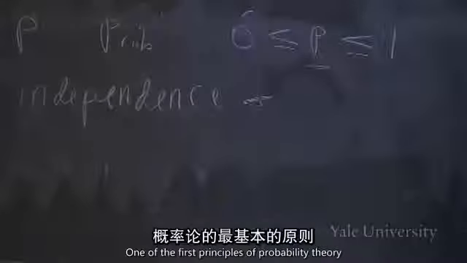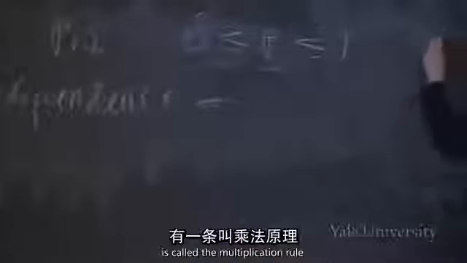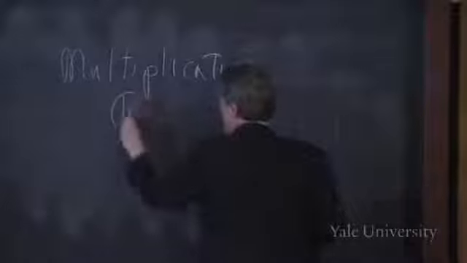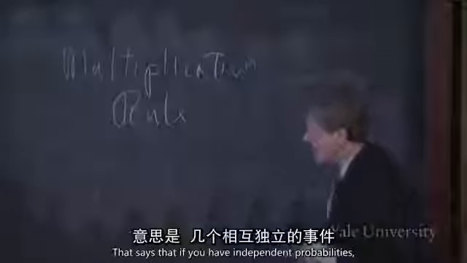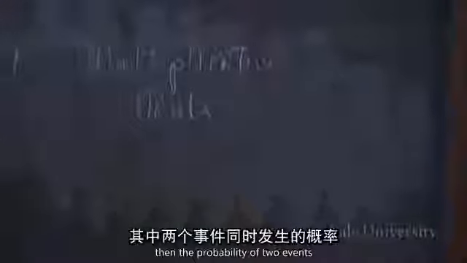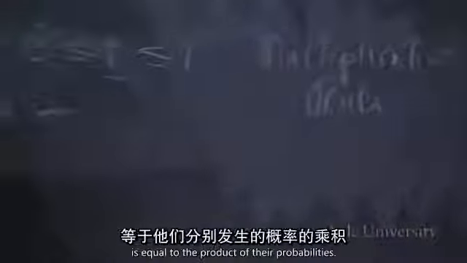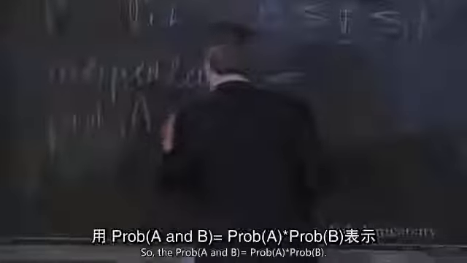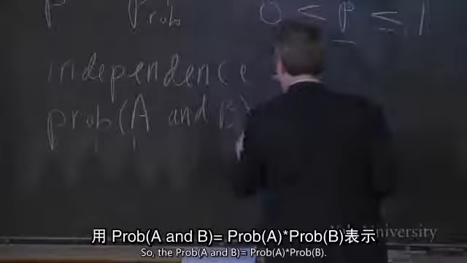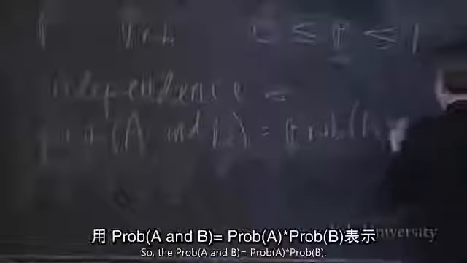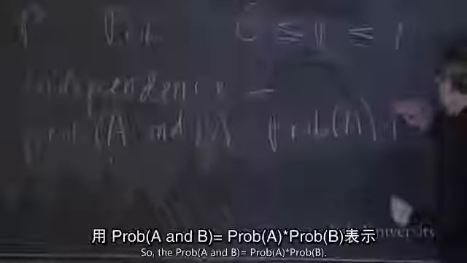And one of the first principles of probability theory is called the multiplication rule. And that says if you have independent probabilities, the probability of two events is equal to the product of their probabilities. So the probability of A and B is equal to the probability of A times the probability of B.